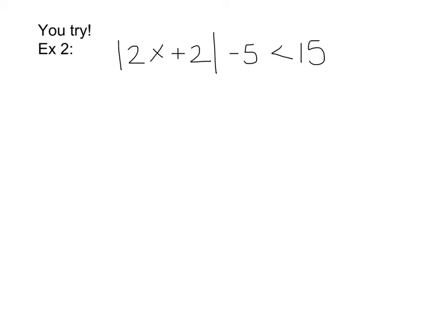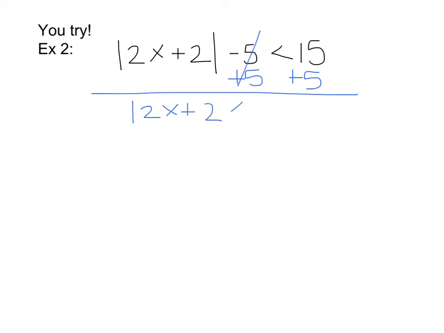Press pause and solve the absolute value of 2x plus 2 minus 5 is less than 15, and then press play so you can check your answer. The first thing you want to check for is my absolute value bars all by itself, which I hope you notice it's not because of this minus 5 at the end. So we're going to add 5 to both sides of the inequality first. So that gives me the absolute value of 2x plus 2 is less than 20.